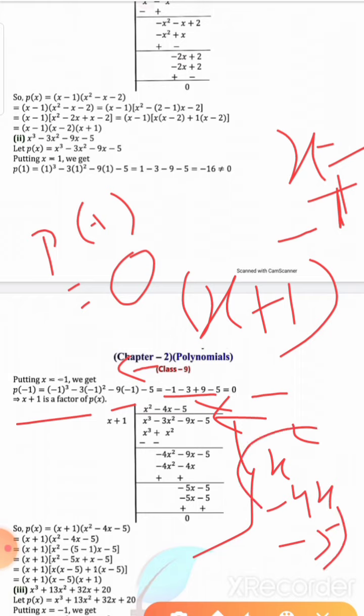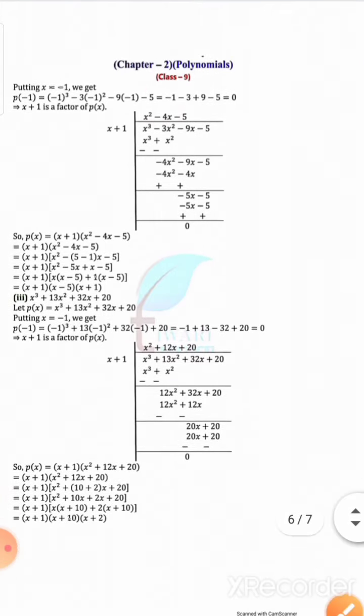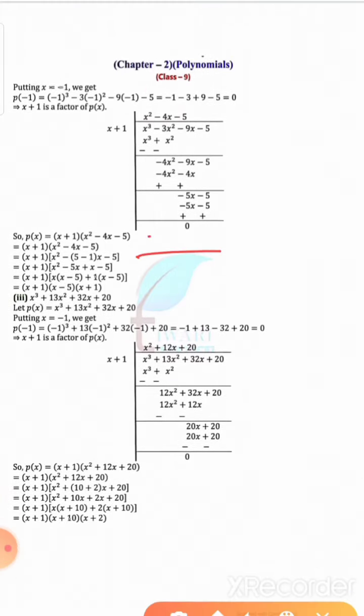Now again we factorize this quadratic polynomial by the middle term splitting method. We get p(x) = (x + 1)(x² − 4x − 5). Factorize the quadratic polynomial. Here the coefficient of x² is 1, so 1 into −5 we get −5, and the middle term is −4. So factorize −5 as 5 into 1.